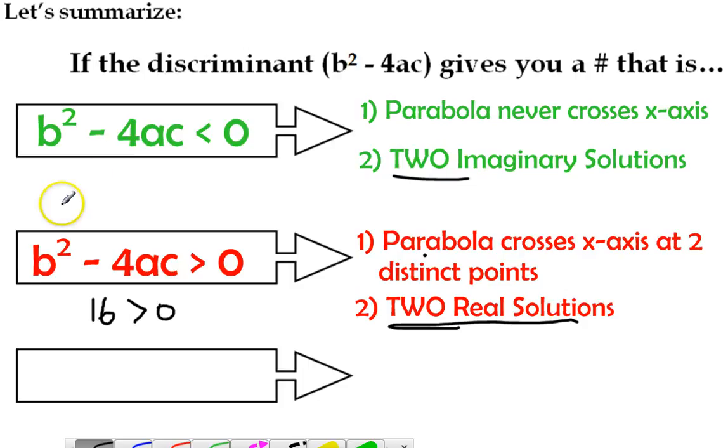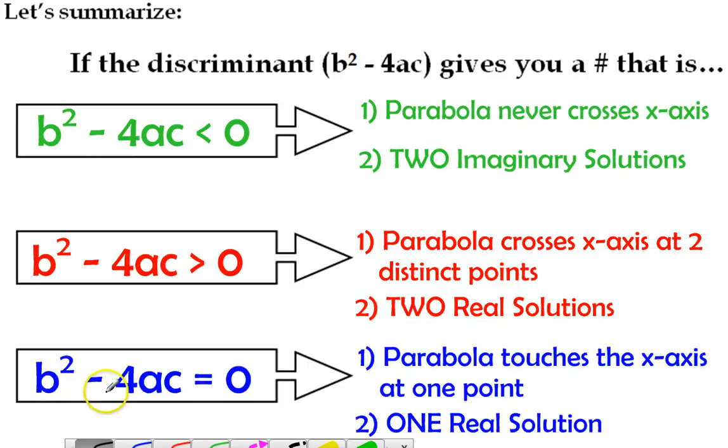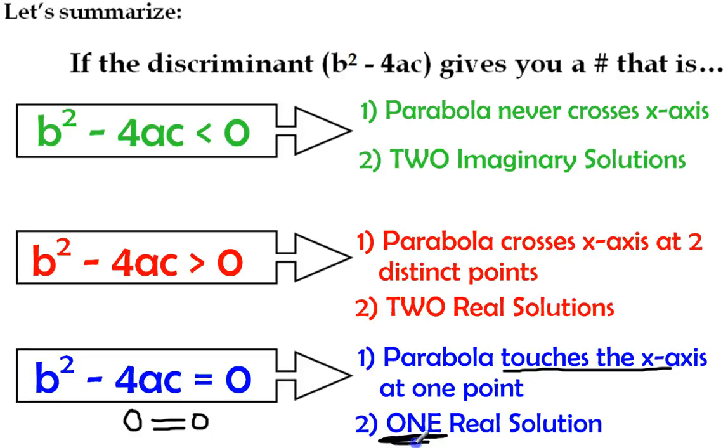And there's only one more possibility, and that's this. What happens if the actual discriminant turns out to be exactly 0? That was our third example. And yes, you can look back now. The parabola just barely touches the x-axis, and there's only one real solution. Beautiful. That is your summary right there.